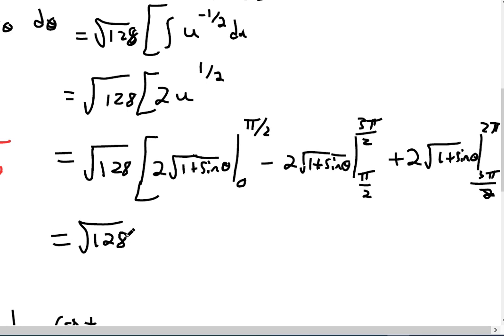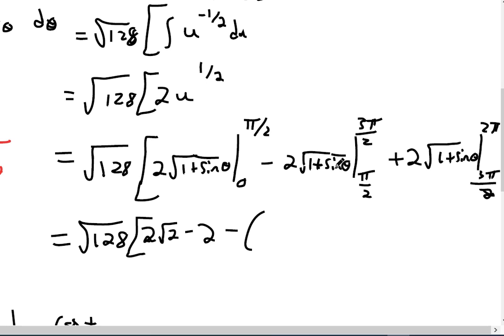Okay, so with a little bit of mental arithmetic here, if you plug in pi over 2, that's 1 plus 1 makes 2. So this is 2 square roots of 2. And then we need to subtract what happens when you plug in 0. Sine of 0 is 0. 0 plus 1 is 1. So that's square root of 1 times 2 makes 2. So that's the first one taken care of.